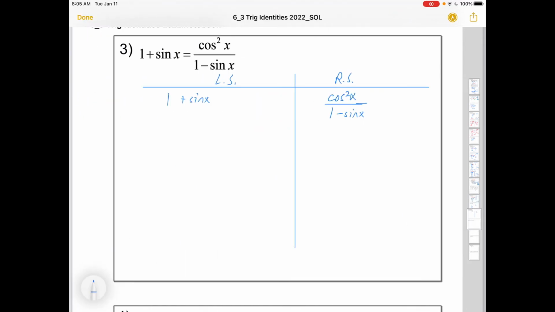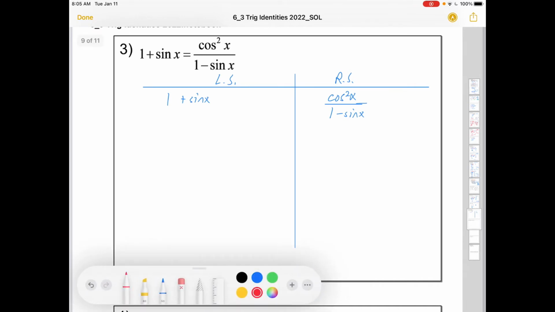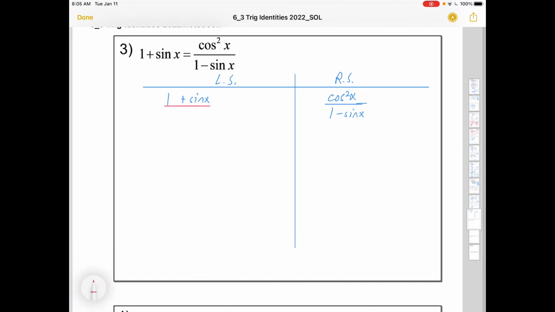In question 3, we have kind of the same problem. We want to change the look of the denominator. On the right side, you really have a denominator of 1. And if we had it as a denominator of 1 minus sine x, that might help us figure this out. I can think of at least 3 ways to get started on this.